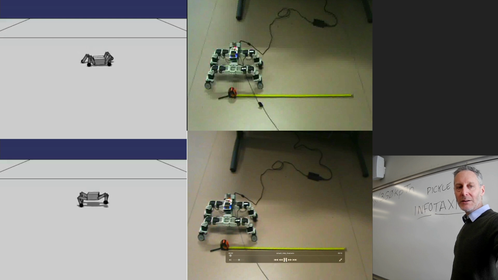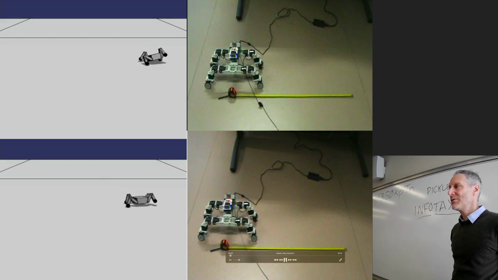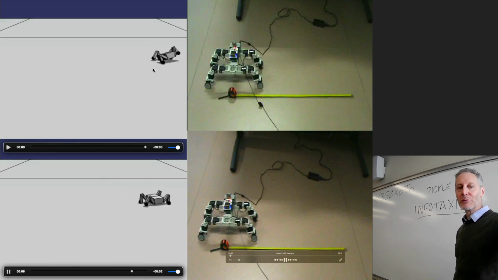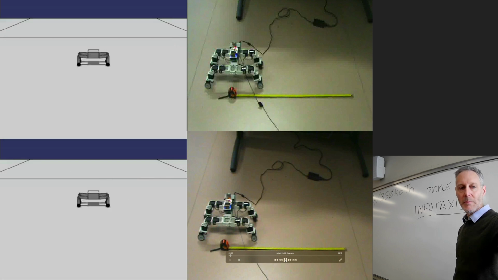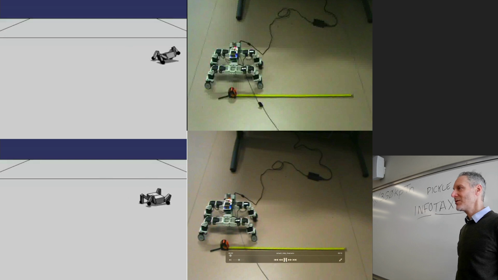Before we go to reality, look at these 2 controllers. What's the difference in behavior they're producing? This is a controller from very early on in evolution. This is at the end of evolution. I've seen these videos hundreds of times. I don't see a difference. The algorithm seems to think there's a difference. Let's see.